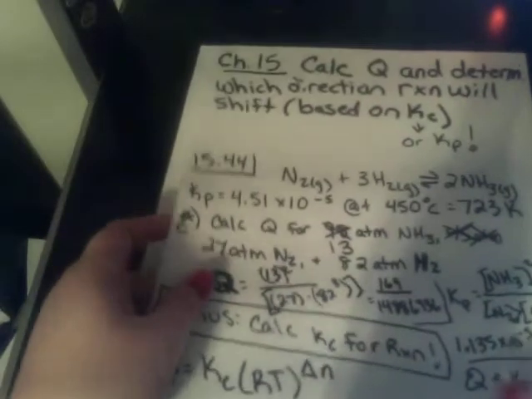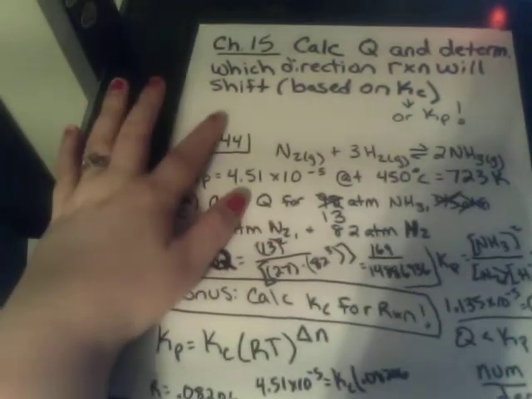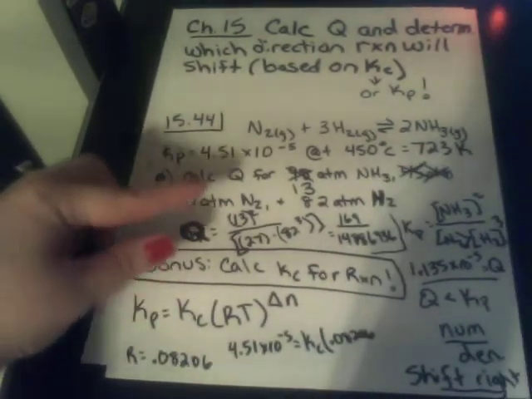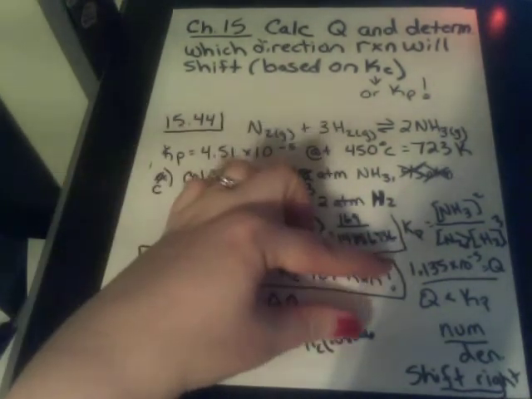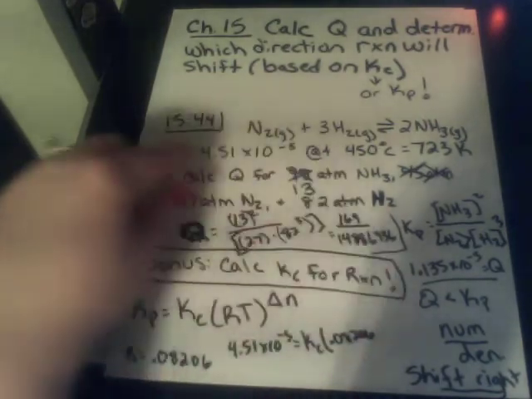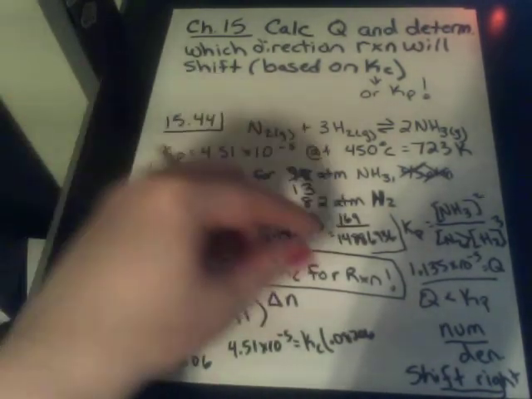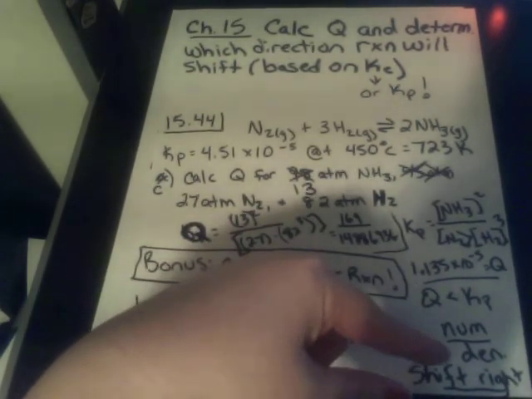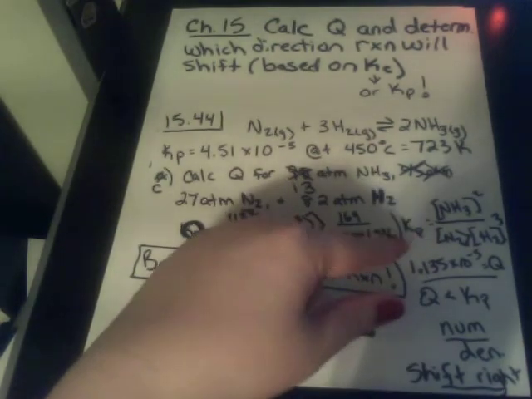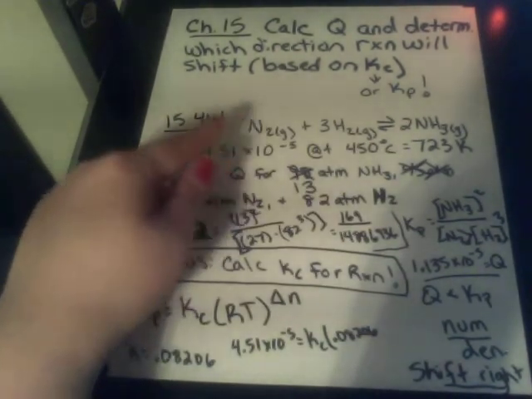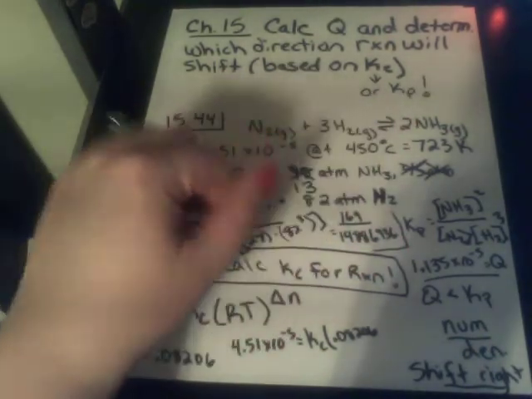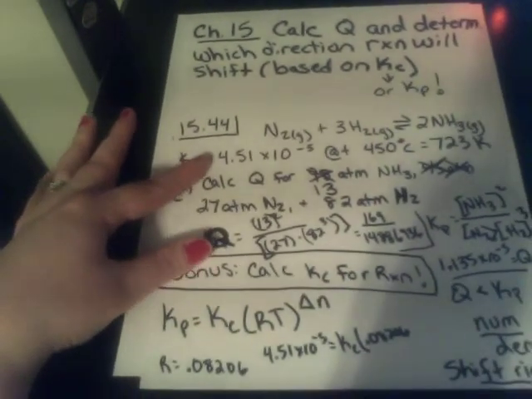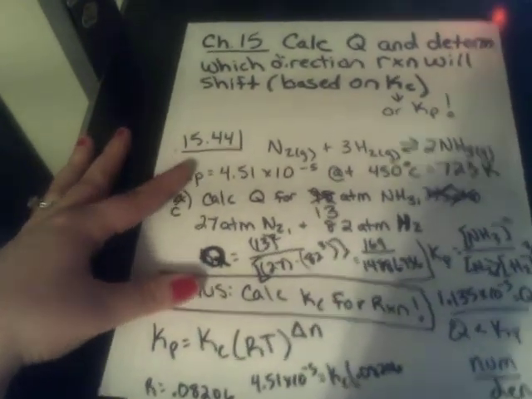So again, we looked at Q. We were able to determine a Q based on given reactants and given products. And then we were able to look at the amount of Q compared to the K sub C, or K sub P, if you will, and say, oh, since Q is smaller, we must have too much of whatever's in the denominator. What's in the denominator? We must have too much reactants. So the reaction's going to shift to the right, make more products. And then we also calculated the K sub C for the reaction, since we were given the K sub P. Good luck!